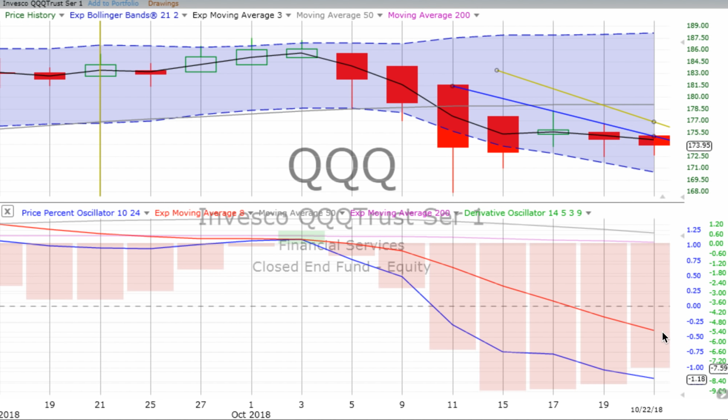We see the derivative oscillator losing downward momentum. The price percent oscillator not heading down at the same prior angle it had been on Friday. Loosened up a little bit. Price movement is below the 2-day and the weekly.